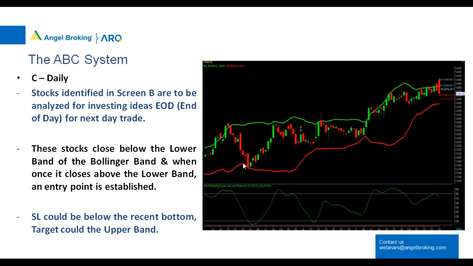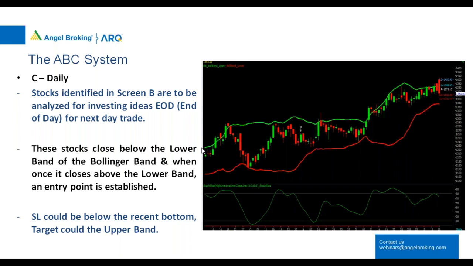So at the end of the day you can look at those stocks, and these are the two indicators that I'm using. One is a Bollinger Band. Here the period is 20 and the standard deviation is 2. So basically the parameters are 20 and 2 for Bollinger Bands. The green is the upper band and red is the lower band. The second indicator which I'm using is the slow stochastic, with a 14 period.